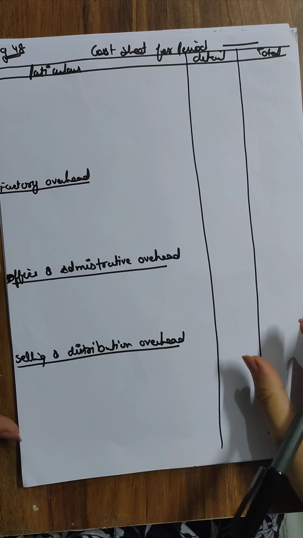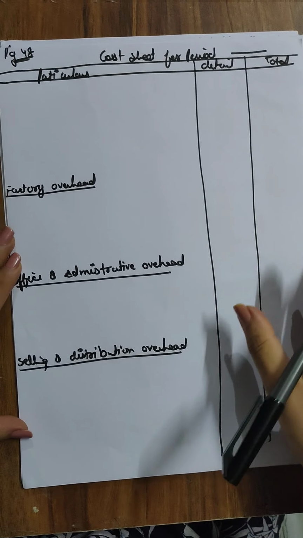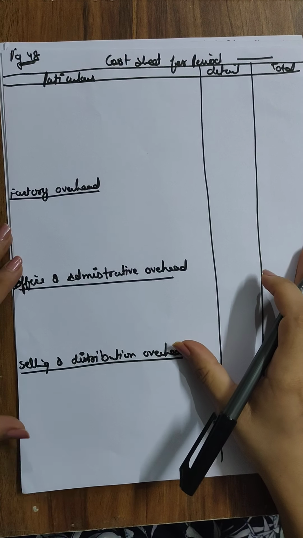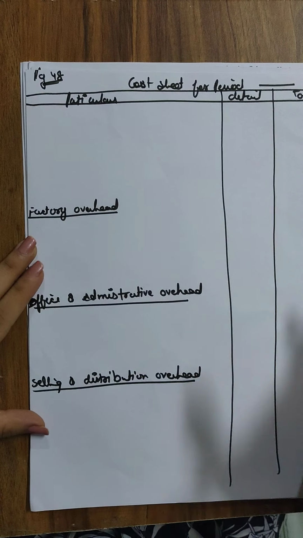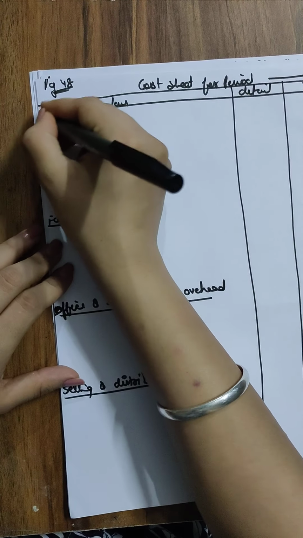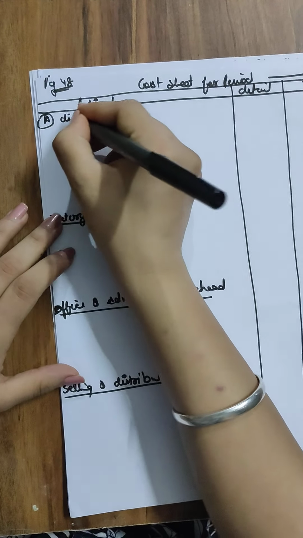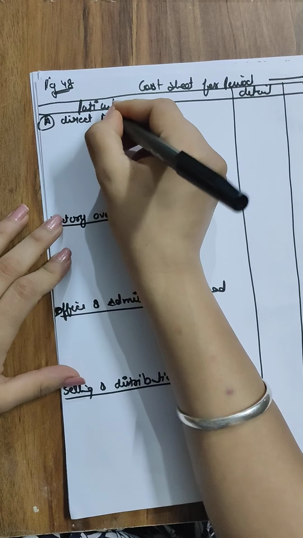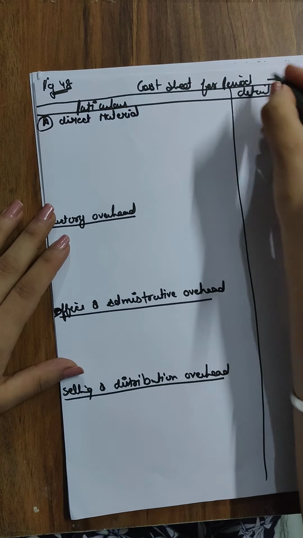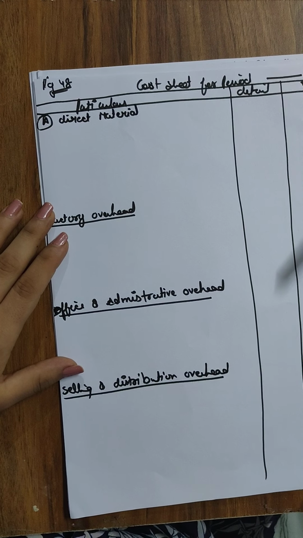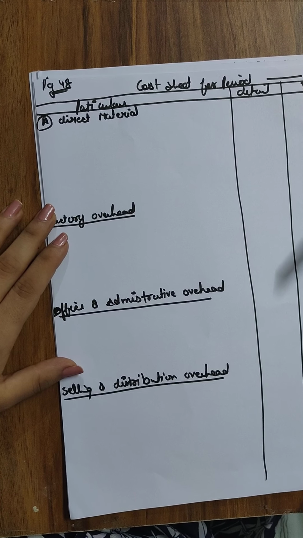So I have already prepared the format. So let's start doing the question. We are first of all given the cost of raw material. The cost of raw material is basically our direct material. The direct material which is given to us in the question is equal to 60,000. That is our opening stock of raw material.